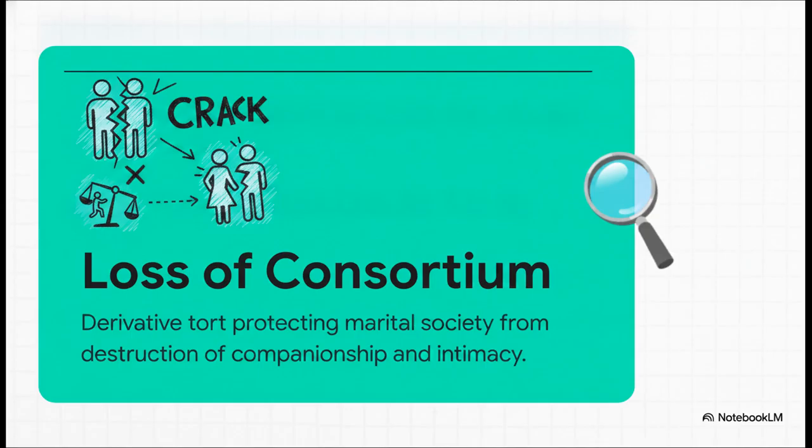Think of loss of consortium as the law officially and empathetically recognizing that a severe physical injury to one spouse structurally devastates the marital society of both. It's a heavy, deeply personal burden for families. Keep in mind it is a derivative claim. That means it relies entirely on the underlying negligence against the physically injured spouse.